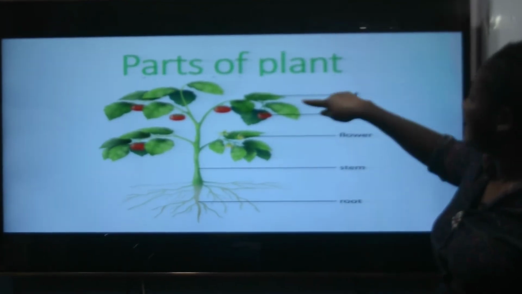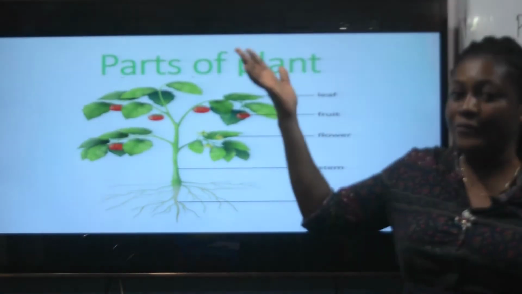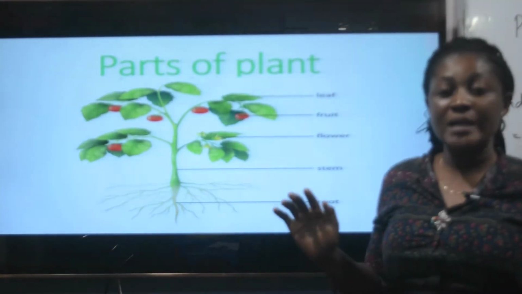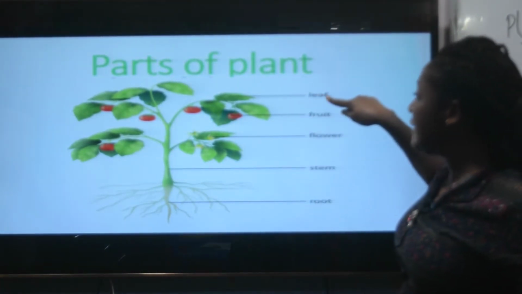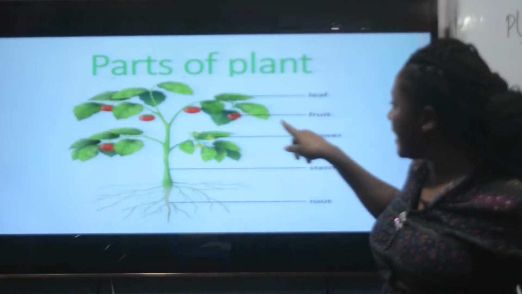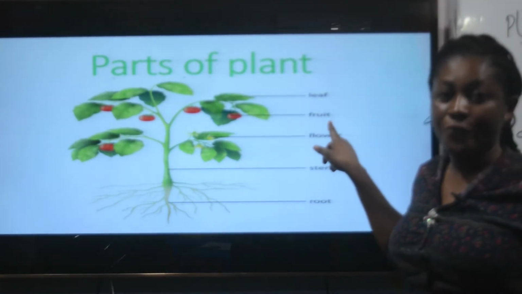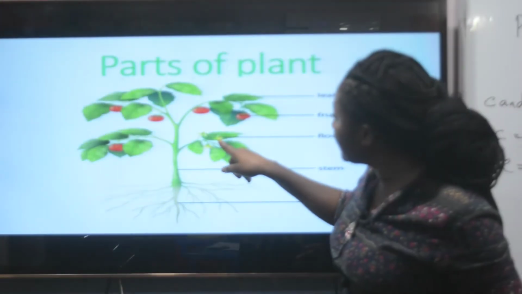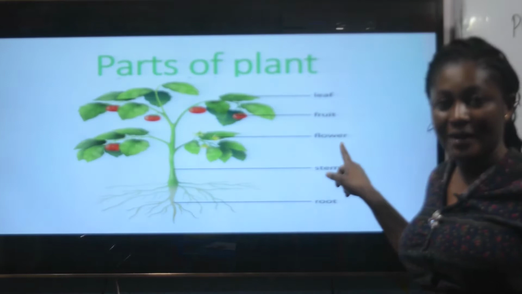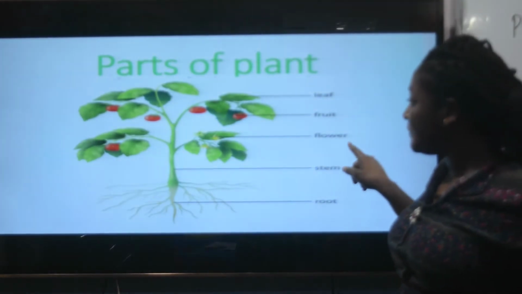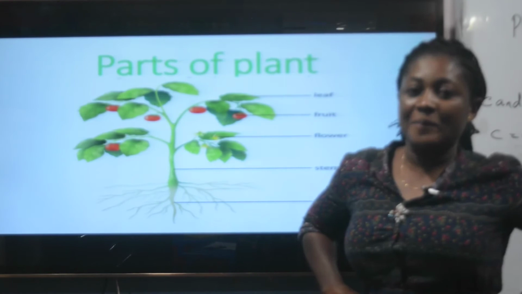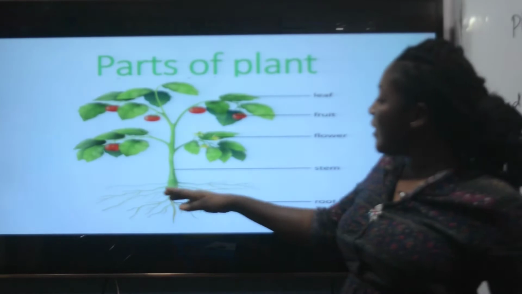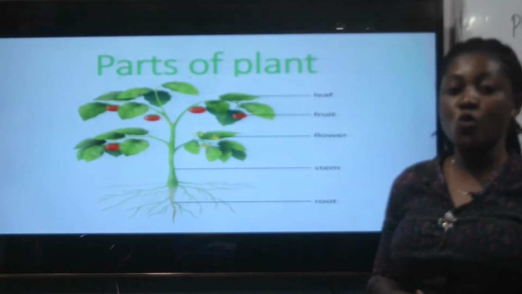So kids, this first one is called the leaf. All leaves are green. The red thing you see there is called fruit. Say it, let me hear. Fruit. And the yellow thing you see there is flower. And then this is a stem. Stem. And the brown thing you see there is called roots.